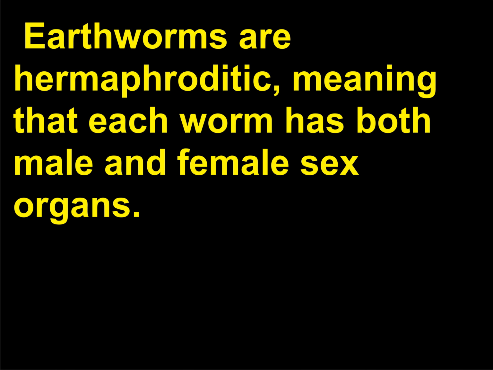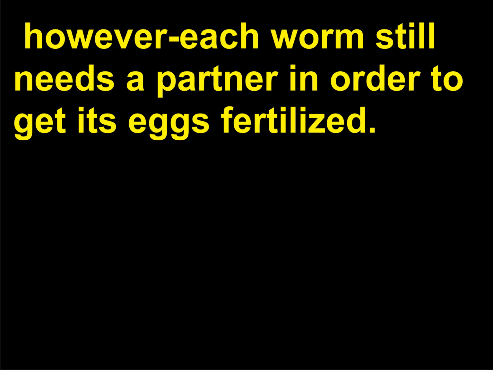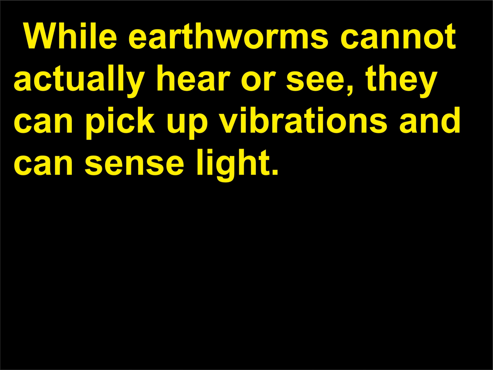Earthworms are hermaphroditic, meaning that each worm has both male and female sex organs. A single worm is not capable of reproduction. However, each worm still needs a partner in order to get its eggs fertilized. While earthworms cannot actually hear or see, they can pick up vibrations and can sense light.